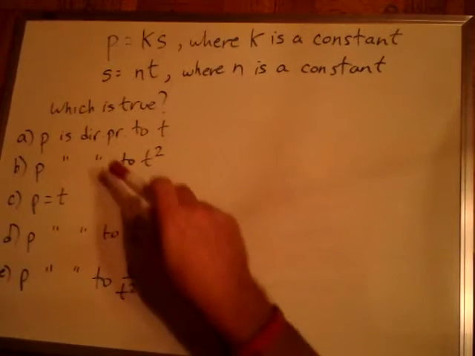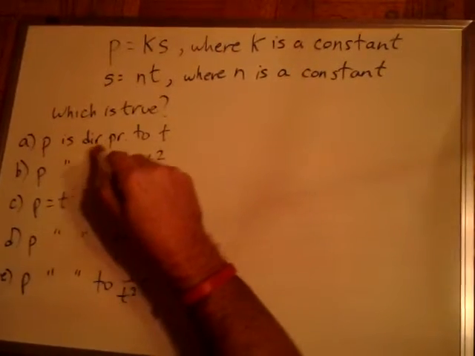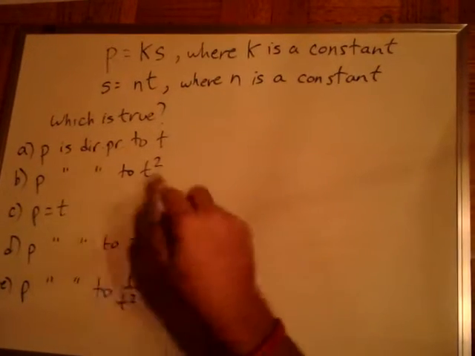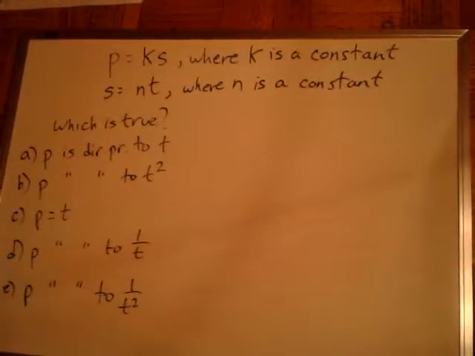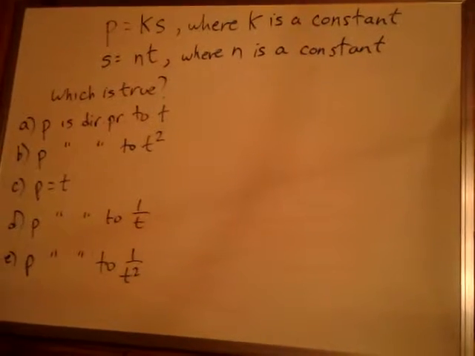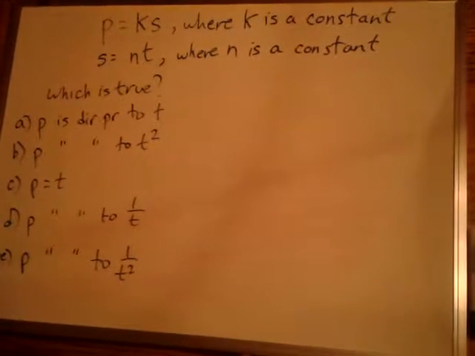I've just abbreviated here. This is just directly proportional, and that's what all these are here. So we're looking for a relationship between P and something to do with T. So we'll pause the video, think about this one, tough one, and we'll come back, see what we can do with it.